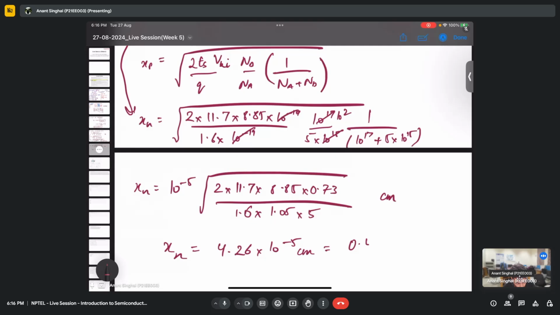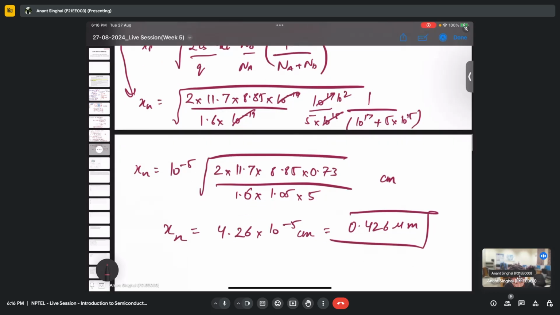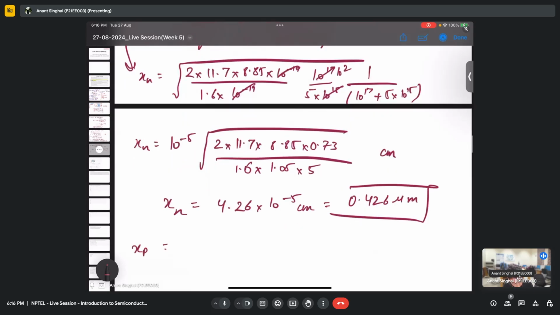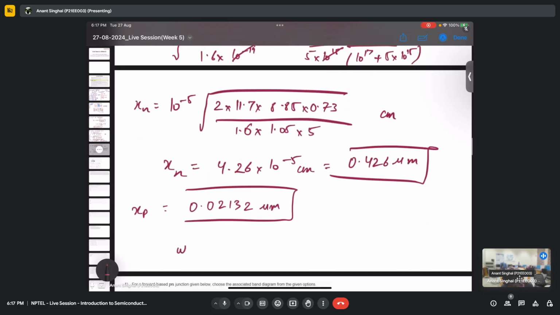That will give me 0.426 micrometer. I hope you are all getting similar answers. Similarly, you can calculate the Xp also. That will be lesser. So Xp will come out, you can calculate at your home, to be 0.02132 micrometer. And the total depletion width, we know, is nothing but Xp plus Xn. That will come around 0.447 micrometer.